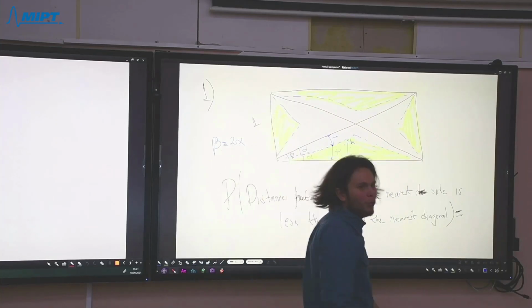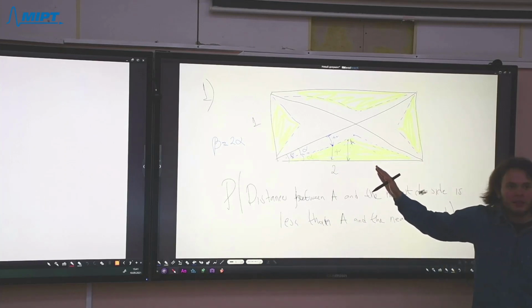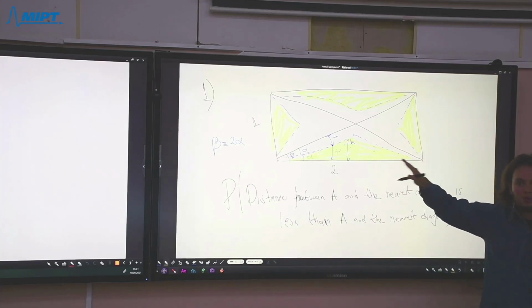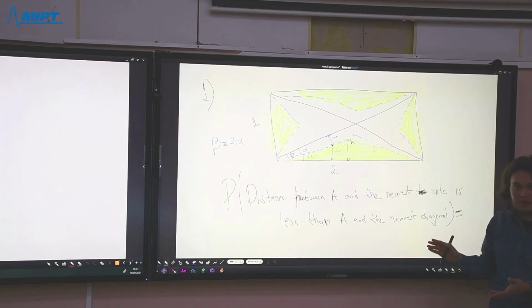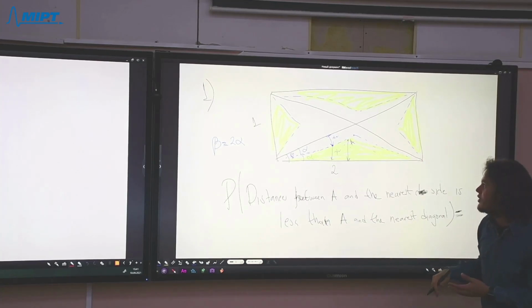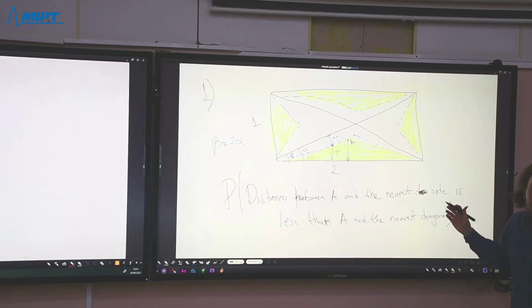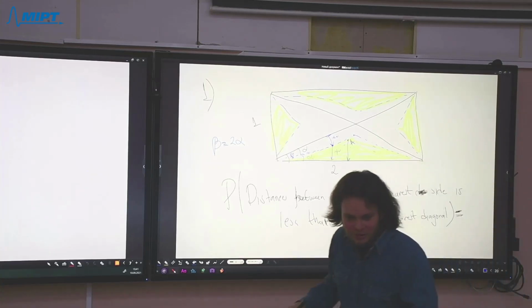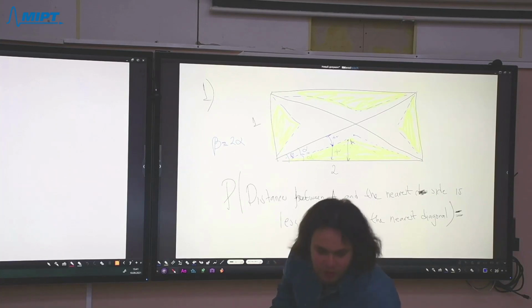Right? So we need to find this area, and we need to divide it by 2. The area of the rectangle, and this will give us the probability. The exact value, I don't know. Well, yeah, either way, I don't know.